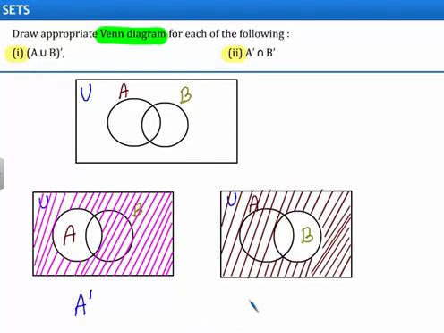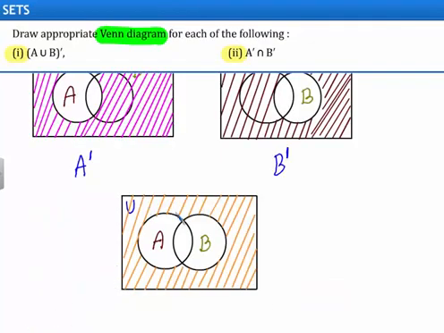Next, let us represent B complement using Venn diagram. This is the representation of B complement by Venn diagram. Now it will be easy for us to represent A complement intersection B complement by Venn diagram. So the intersection part will be the shaded portion. So the shaded portion represents A complement intersection B complement. So this is the representation of A complement intersection B complement by Venn diagram.